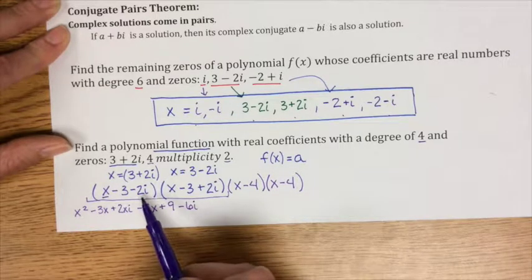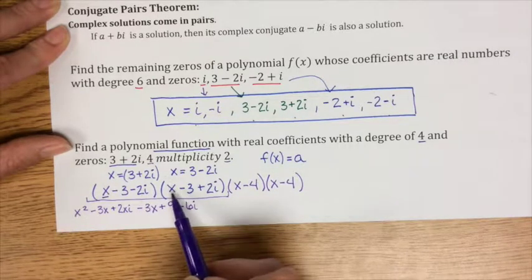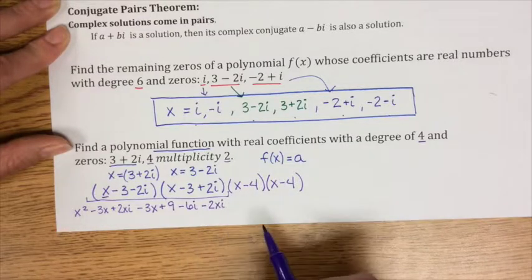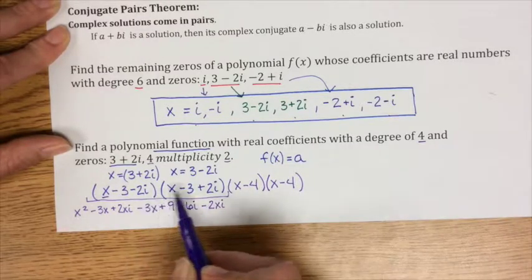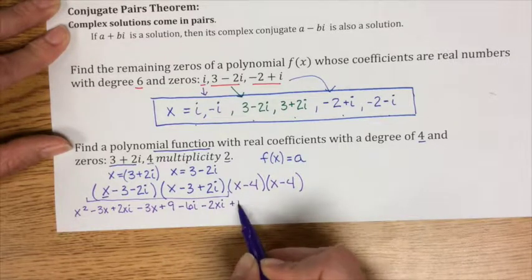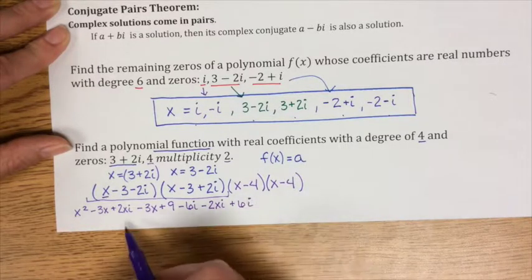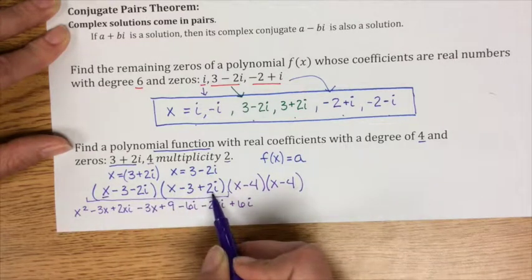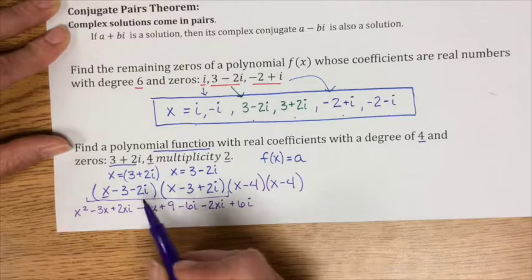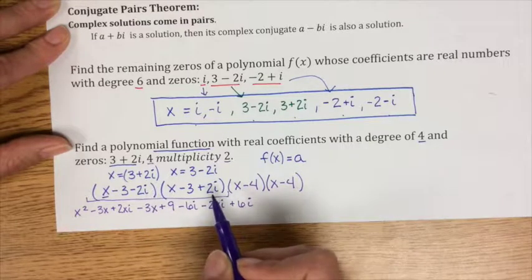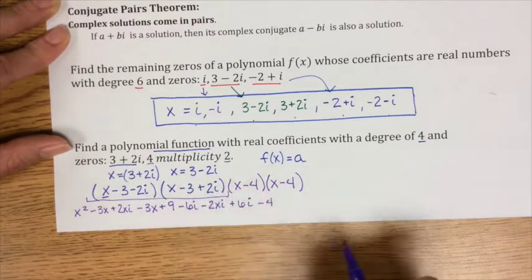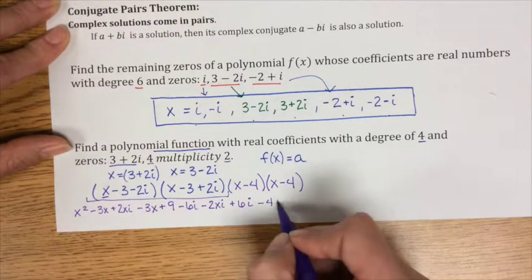All right, the last term. Negative 2i times x is negative 2xi. Negative 2i times negative 3 is positive 6i. Negative 2i times positive 2i is negative, so negative 2 times positive 2 is negative 4. i times i is i squared.